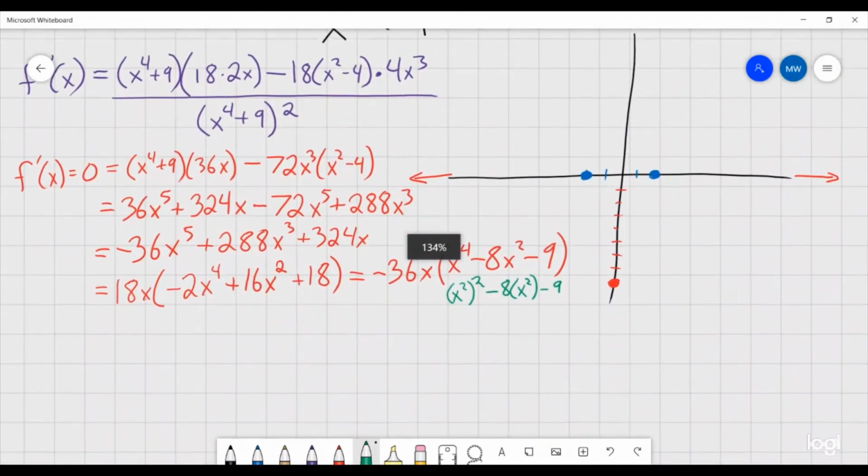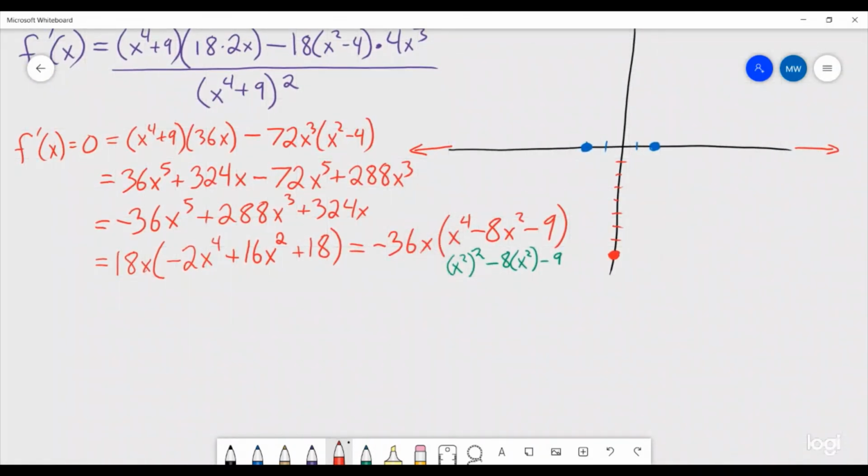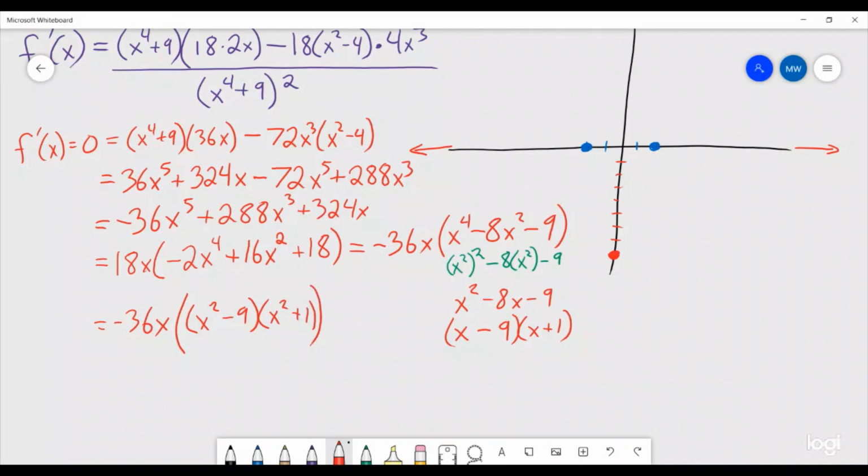If we factor this, we get negative 36x times, how would we factor just x squared minus 8x minus 9? Well, that'd be x minus 9 times x plus 1. Replace those x's with x squareds, and that's exactly how this factors: x squared minus 9 times x squared plus 1. And now where is this equal to 0? Well, it's equal to 0 wherever this or this is equal to 0.